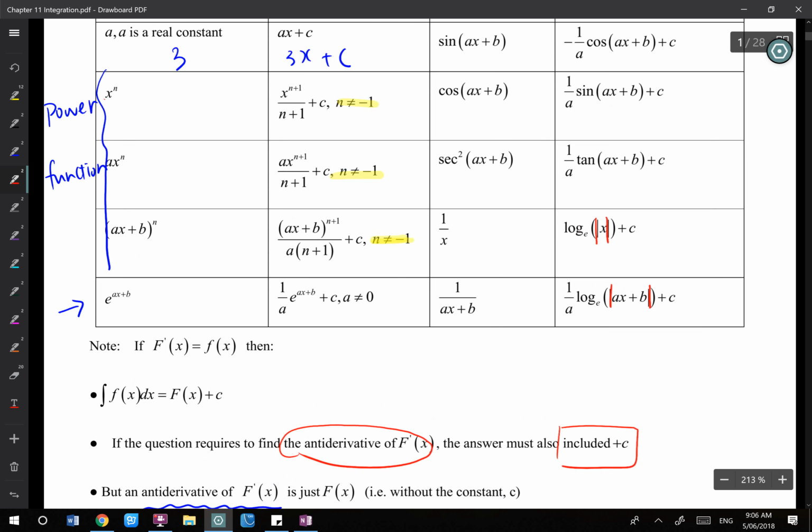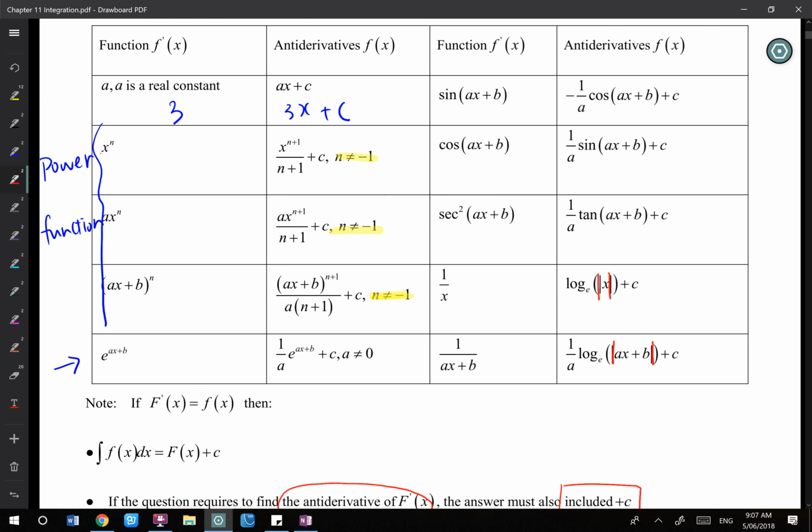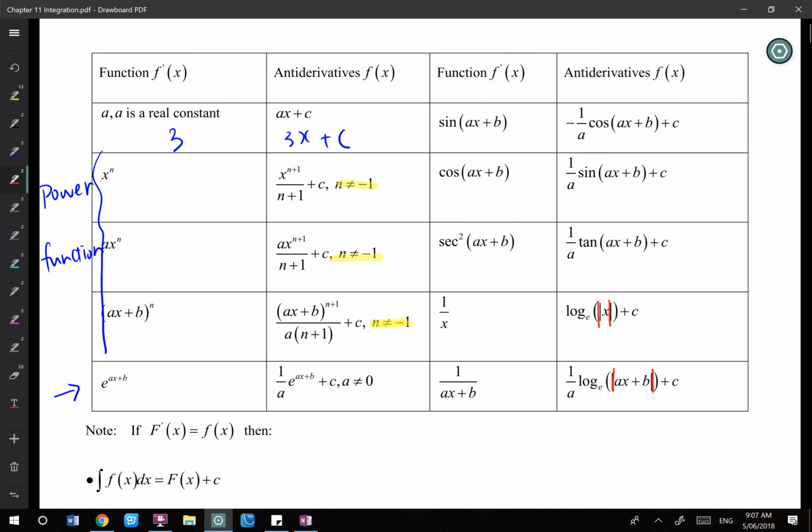Okay, that's all the rules we have. If you can remember today, that would be really great. But I think you will forget. It's all right. We'll have like 3 weeks to work on this, so you will remember in 3 weeks' time. Your next set will definitely focus on integrations, so it's a very important topic.